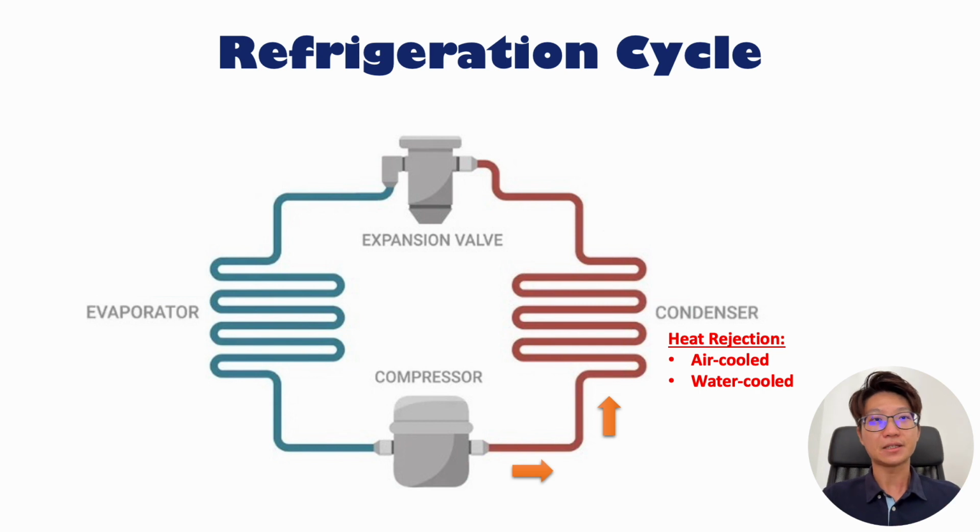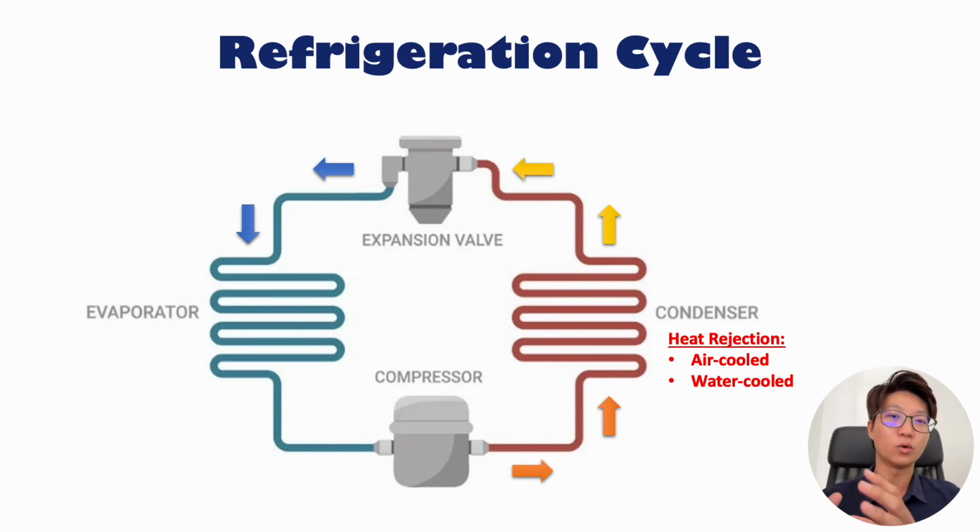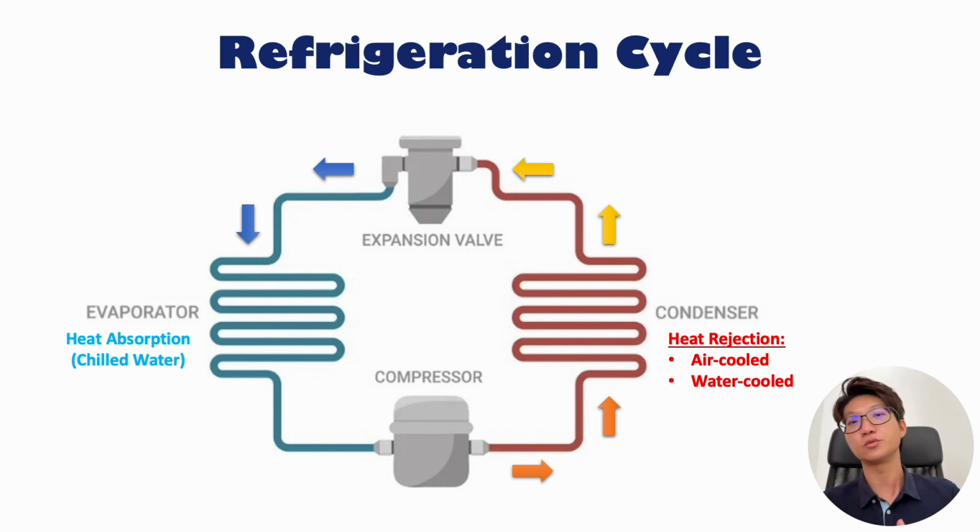And after that, we go to the expansion valve. Then we go to the evaporator. It's the same thing, but at the evaporator, again, we are not using air. We are using water, so we are producing chill water. Now we use water for the heat absorption process. So this is how a chiller is different from a normal air conditioner.